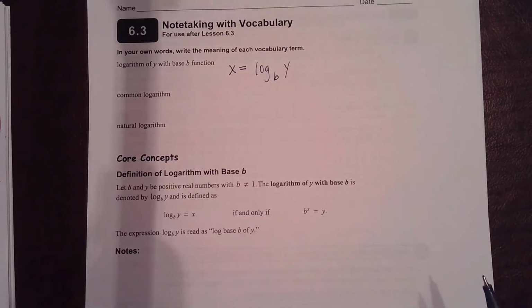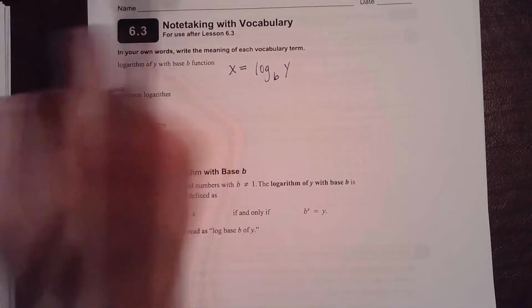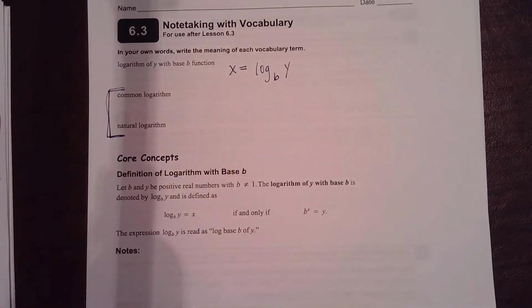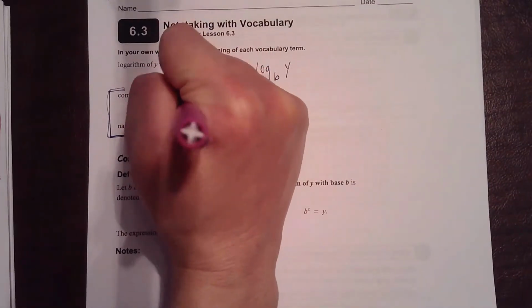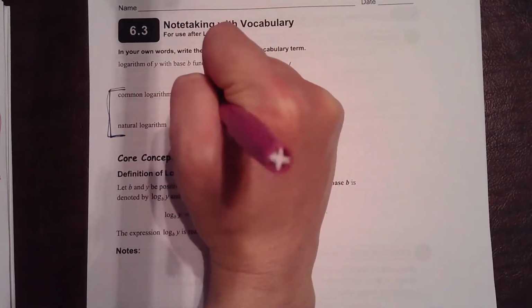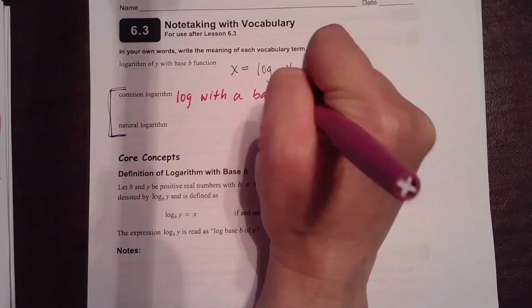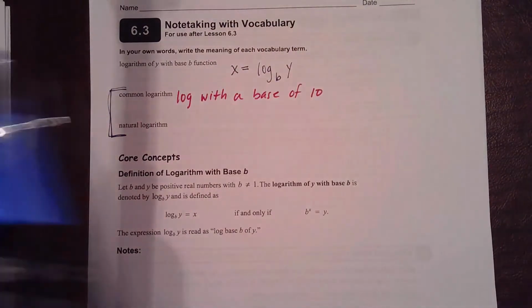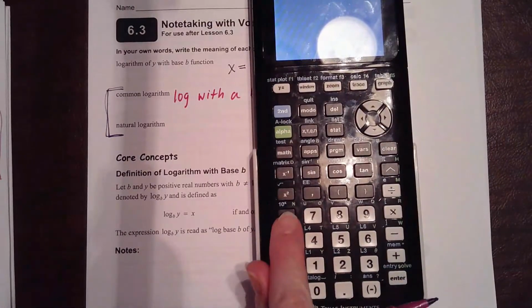Today we're going to talk a little bit about what the graph looks like and how it's related to exponentials and so forth. There are a couple of logs that we use more frequently, and one's called a common log. What I want you to know about this one is it's a log with a base of 10. If you look on your calculator, there is a log button, right here. This is what we call the common log.